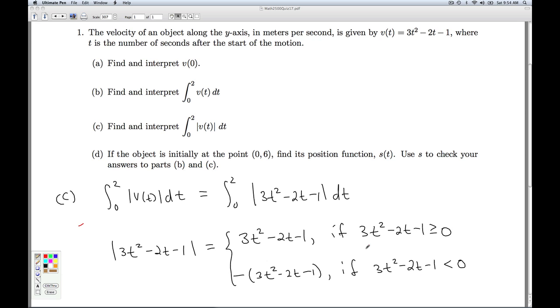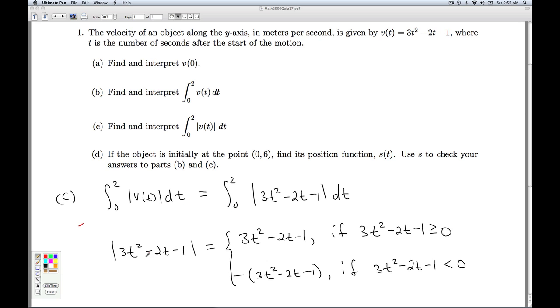So what we need to do is figure out if this function, v of t, the 3t squared minus 2t minus 1, changes sign somewhere in the interval of 0 to 2. Physically, that means: is the particle changing direction? We know it initially is heading downwards. On the interval from 0 to 2, does it ever turn around and start heading upwards?